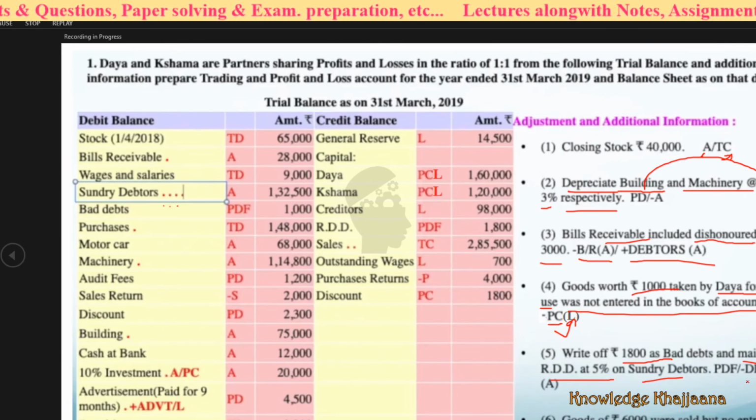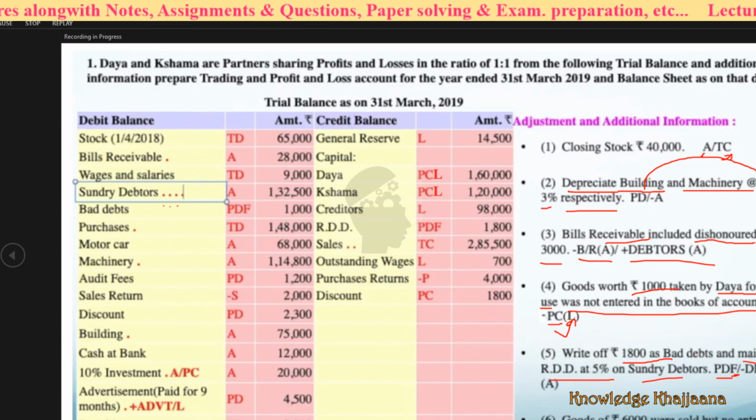Okay, so where are its other entries? First of all, write off 1800 as bad debts. So in the profit and loss account, to the bad debts this amount will go as per the formula. As per the formula we have to record this amount of bad debts, and it will also get deducted from the sundry debtors, that much of amount.